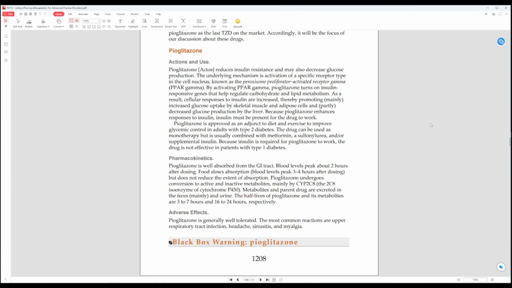Because pioglitazone enhances responses to insulin, insulin must be present for the drug to work. Pioglitazone is approved as an adjunct to diet and exercise to improve glycemic control in adults with type 2 diabetes. The drug can be used as monotherapy, but is usually combined with metformin, a sulfonylurea, and/or supplemental insulin. Because insulin is required for pioglitazone to work, the drug is not effective in patients with type 1 diabetes.